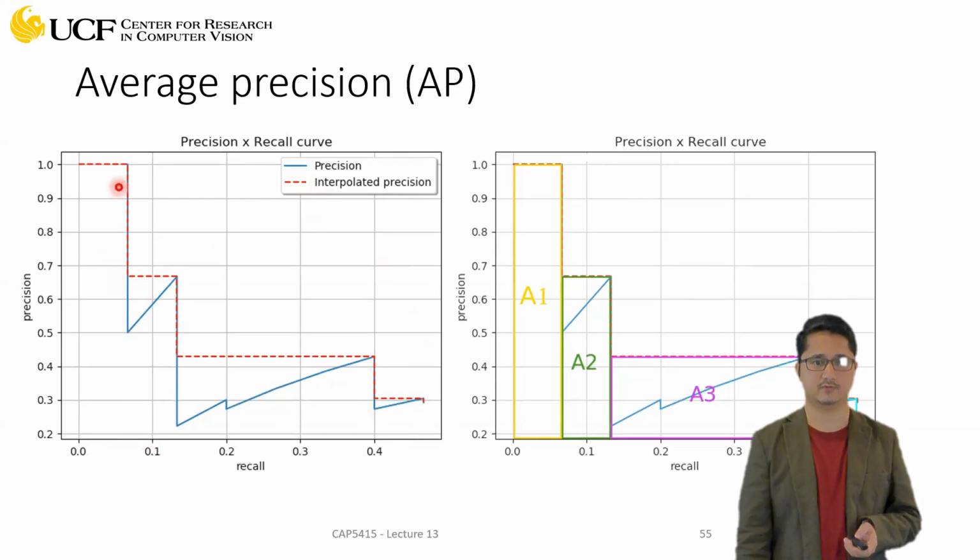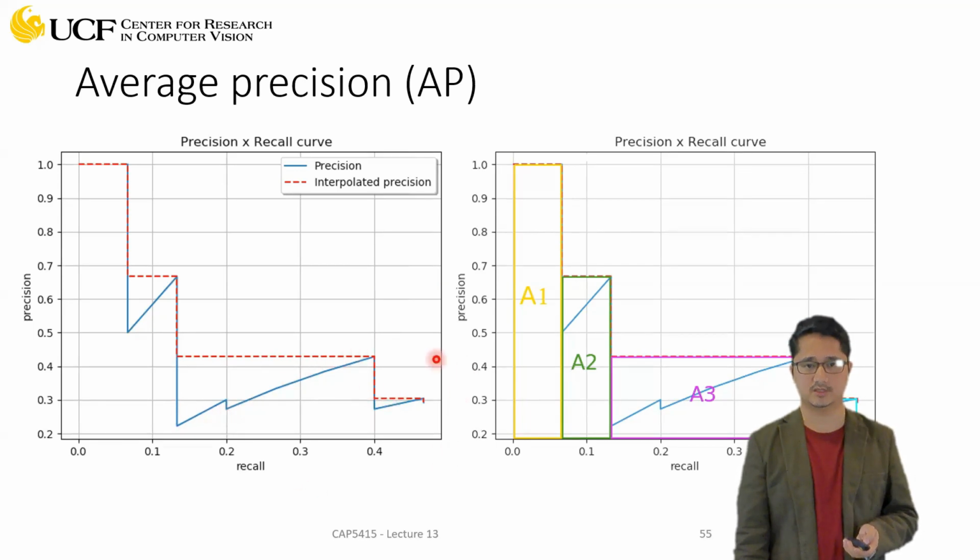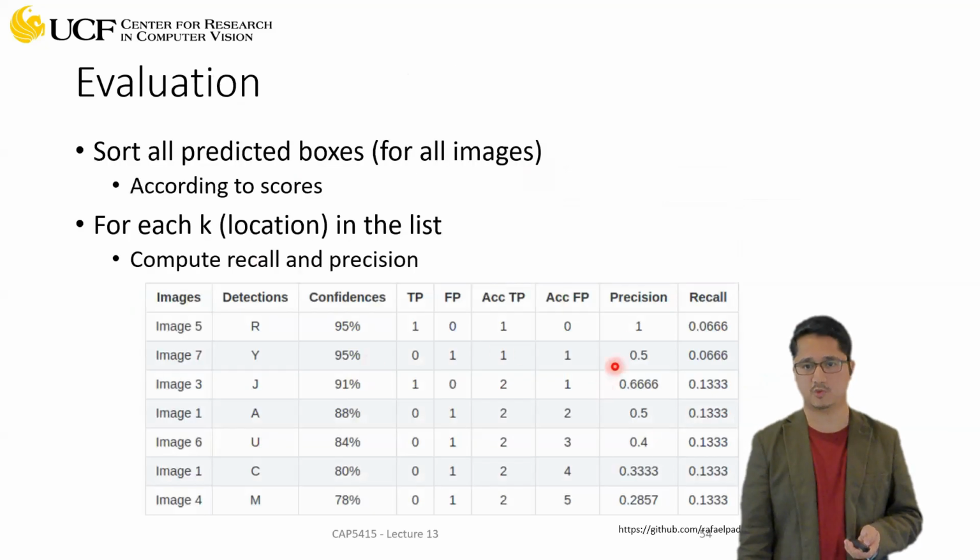Let's say your first point was at this location because your precision was pretty high and your recall was 0.06. Then you plot the second point, where your precision was 0.5 and recall was 0.06. This is your third point, fourth point, fifth point, sixth point, seventh, eighth, ninth, and 10th point. These are actually just the points we have in this table. These are the XY coordinates you can see.